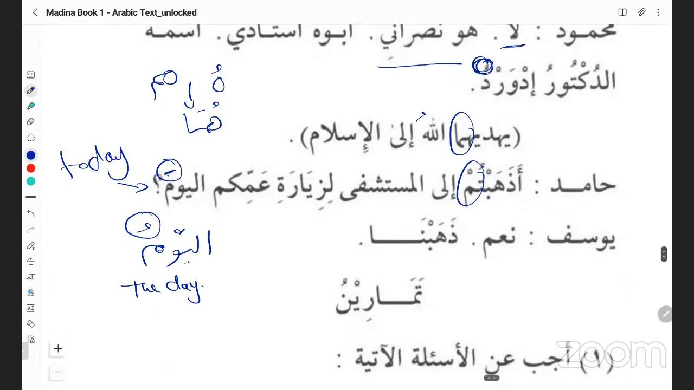Yusuf, na'am, dhahabna. Dhahabna, again, the na, we went. Na'am, yes, we went. And that is the end of this lesson.